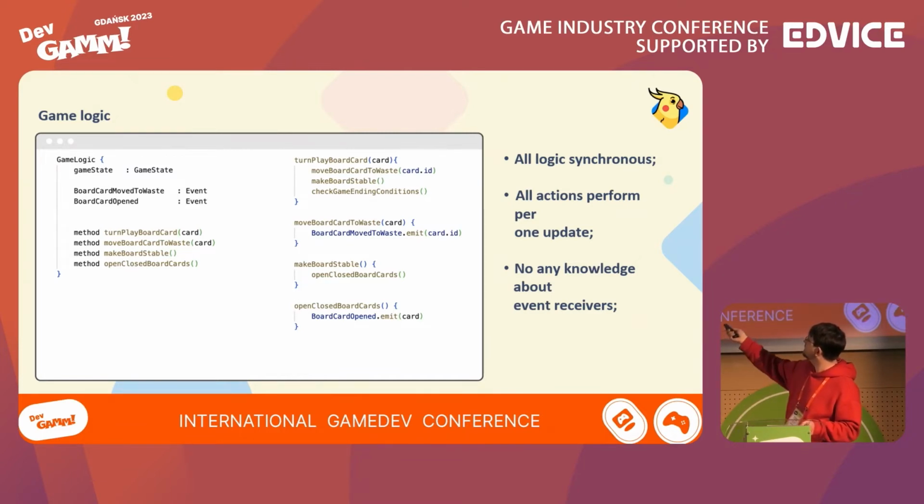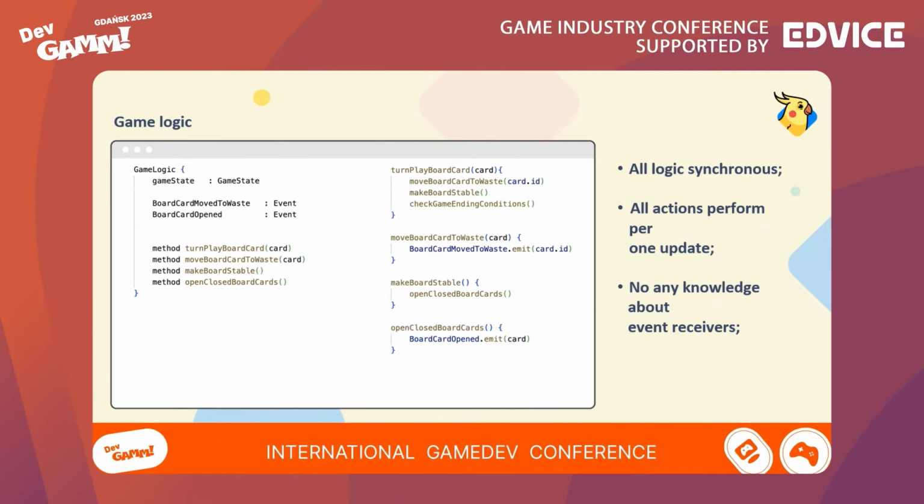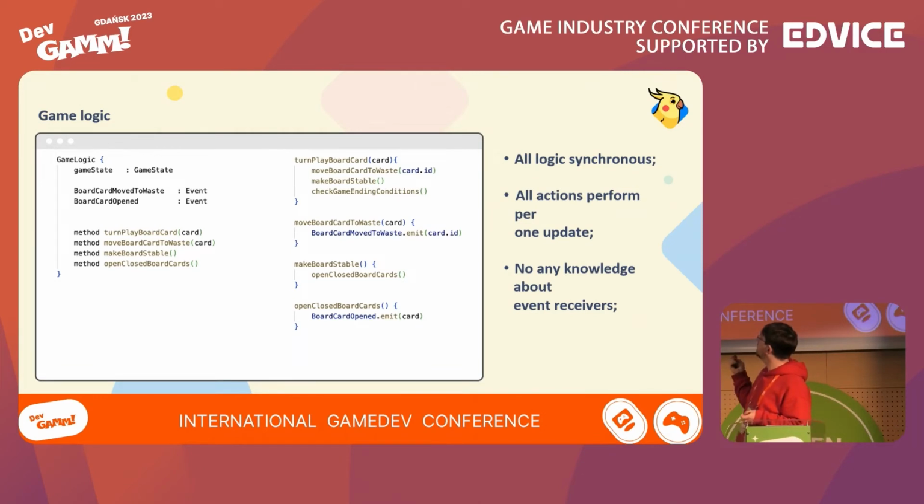For example, one real method is turn play board card, which is pretty simple. It moves a card to waste from board, makes the board stable, and checks if the game ends or not. Pretty simple. During movement, we emit a signal about our card moved to waste. Which benefits do we have now? Our game logic works synchronously. It has no dependencies on other components. It knows nothing about who will use its events. And all its actions perform in one update at the same time. So no waiting, no asynchronous callbacks.